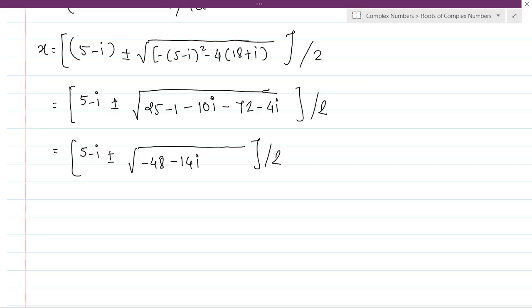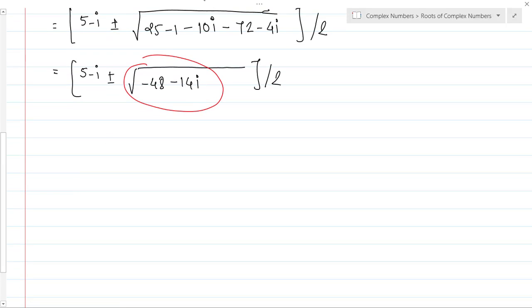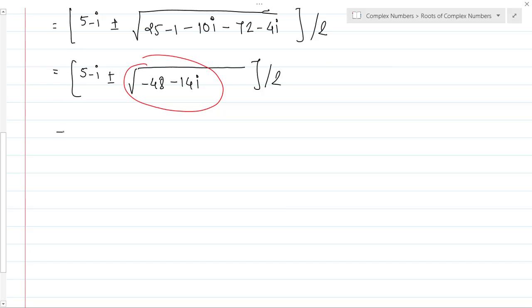That again, its answer is what you will get in this section number 1. Okay, now I will directly write this. So this is equal to minus 48 minus root 14i, which equals (a plus bi) whole squared. So it is equal to a square minus b square plus 2abi.